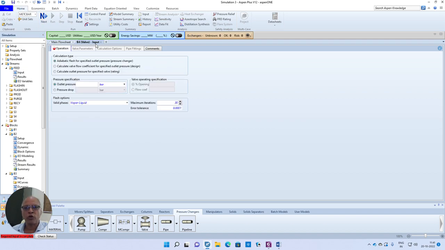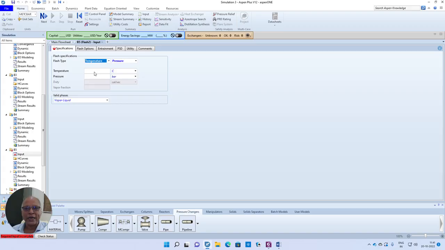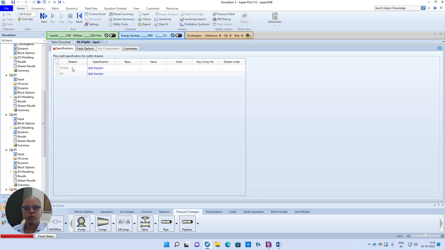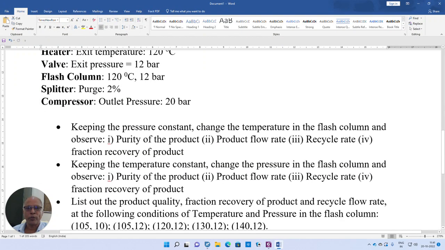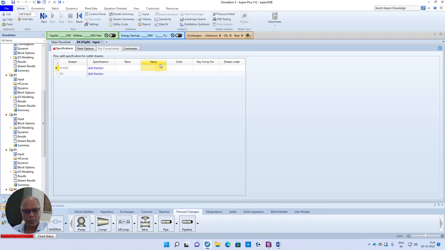Then we are talking about the valve, adiabatic flash, outlet pressure is 12, that is given to you. So go to the next input. Now the flash column is also operating at 120 and 12 bar. So we have defined this. Then the split fraction with respect to purge, I think 5% is purged. No, 2% is purged. So specify that.